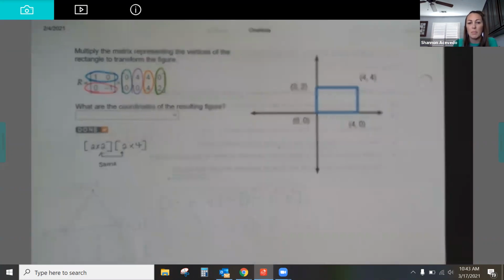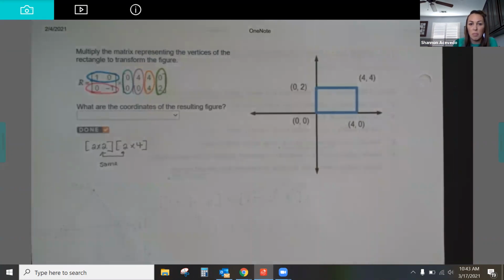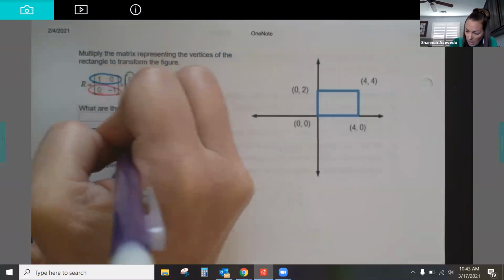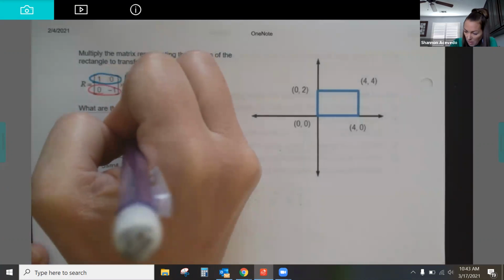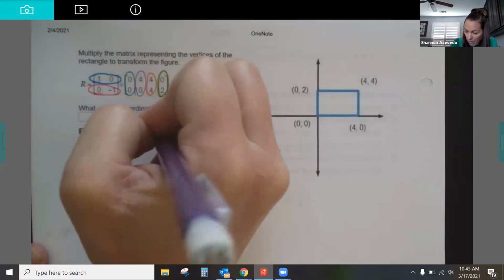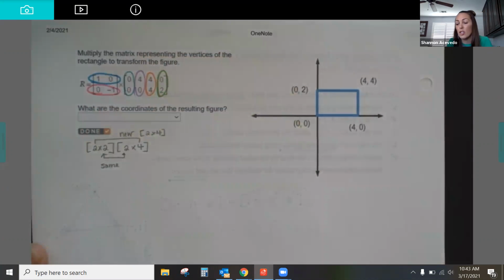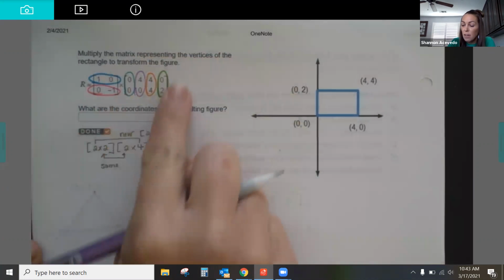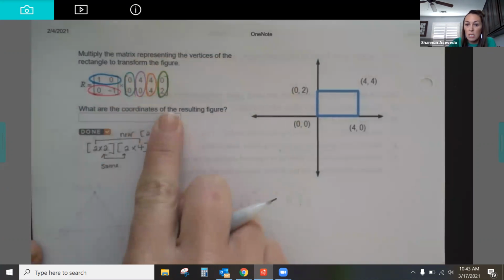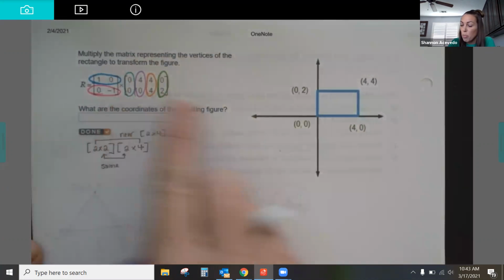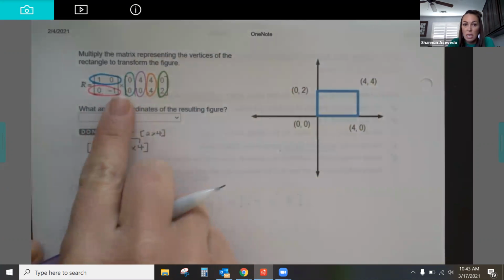This looks a little blurry, so let me clean that up. Then the new matrix is going to be a 2 by 4. So my solution is going to be a 2 by 4. And I want to note that each of these values are the points that are on here. That's where these came from.